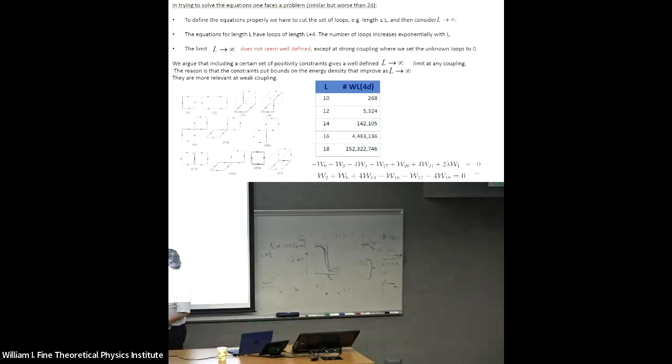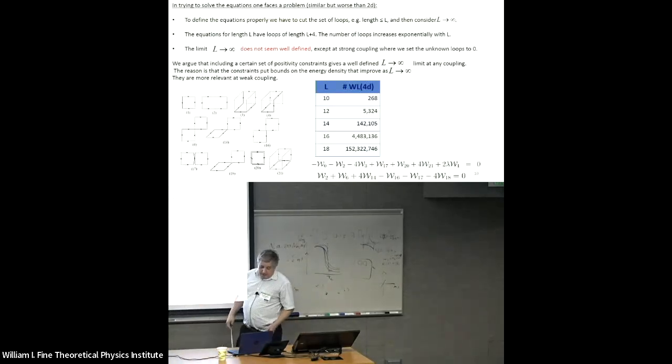Well, we can enumerate the Wilson loops, like the square, the rectangle, the chair, maybe you call it, and some other. You make a list. It's a big list, but it fits in the computer, and then you write equations for them. And we try to solve these equations.